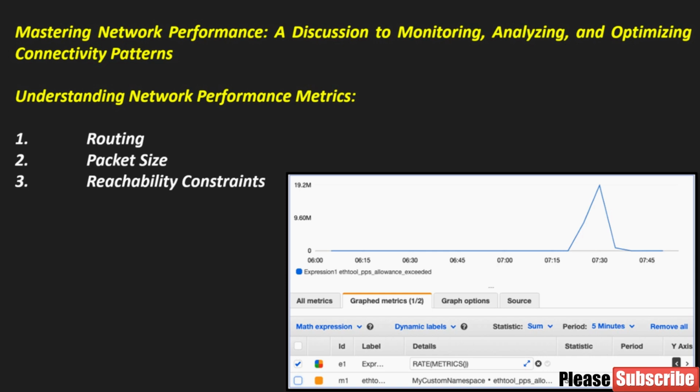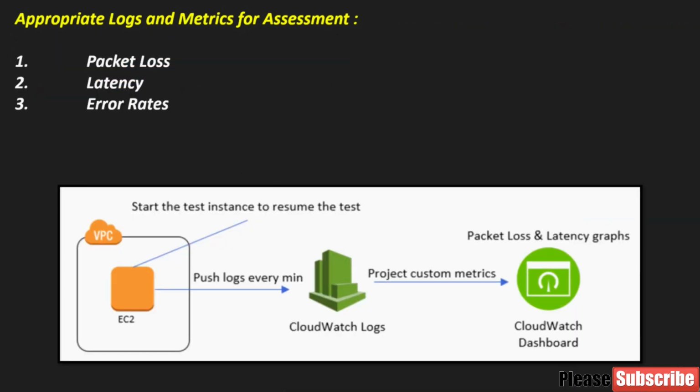The size of data packets can impact the network performance. Monitoring packet size helps identify potential bottlenecks and ensures that the network is optimized for the types of data being transmitted. And the third will be reachability constraints. Assessing reachability constraints involves evaluating the ability of data to reach its intended destination. This includes analyzing the network topology and ensuring that all the devices are reachable within acceptable parameters. Understand?